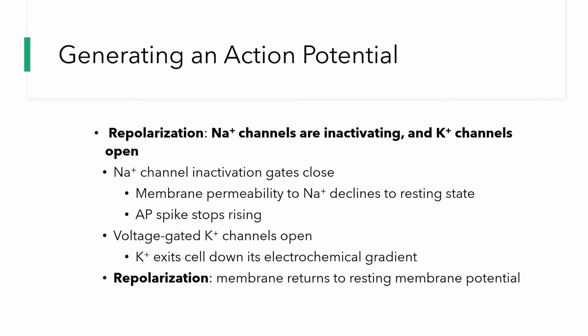The electrochemical gradient, again, means that it's going to go down the electrical gradient, so it's going from positive to negative. It's attracted to the negative outside now, but also there's less potassium outside the cell than there is inside, and so it's going to tend to go down its concentration gradient. Now, when positive charge starts to leave the inside of the cell, that takes the membrane back to its polarized situation, which we call repolarization. So the membrane is going to return to resting membrane potential.